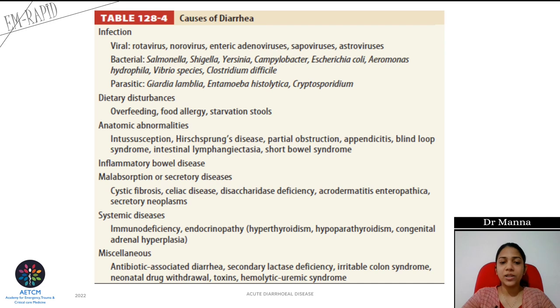Some miscellaneous causes are antibiotic-induced diarrhea. A child might be taking some amoxicillin for an upper respiratory tract infection, and the child might present with diarrhea. Or irritable colon syndrome, neonatal drug withdrawal syndromes, hemolytic uremic syndrome, or it can be because of some toxins.